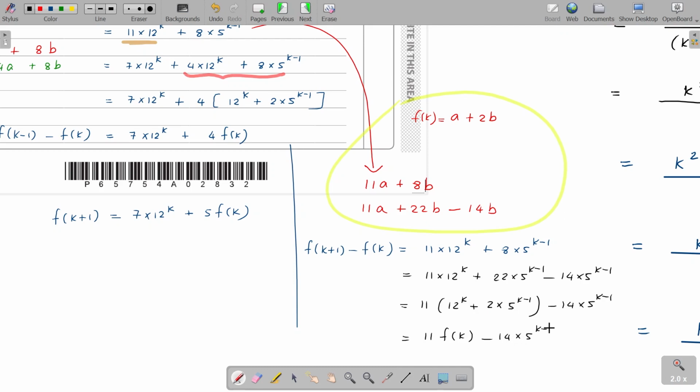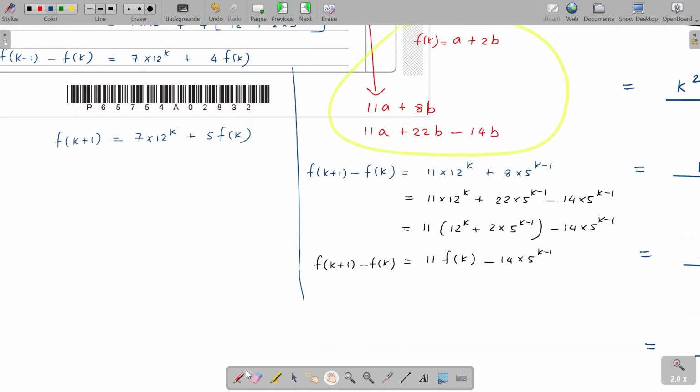Okay, so this is an alternative approach. What I'm doing here is an alternative approach. Doing one of these two techniques should be more than enough. You will not do both of them. So then when you take f(k+1) as the subject, what do we get? 11 f(k) minus f(k) goes and becomes 12 f(k) minus 14 times 5 to the power k minus 1.